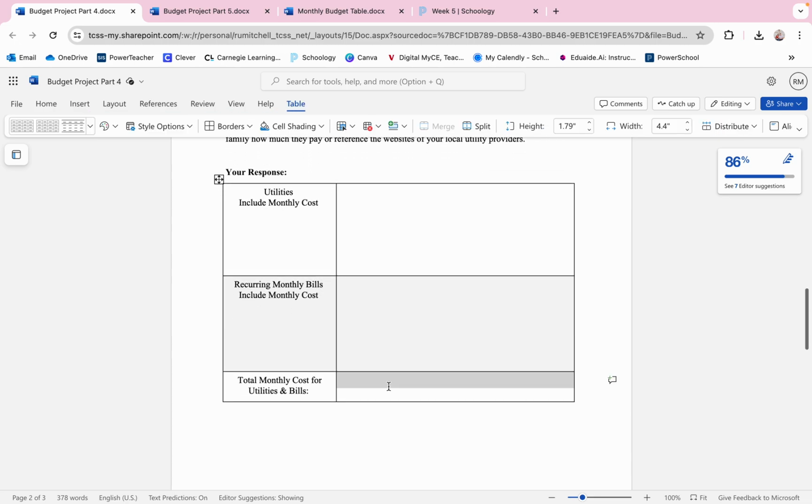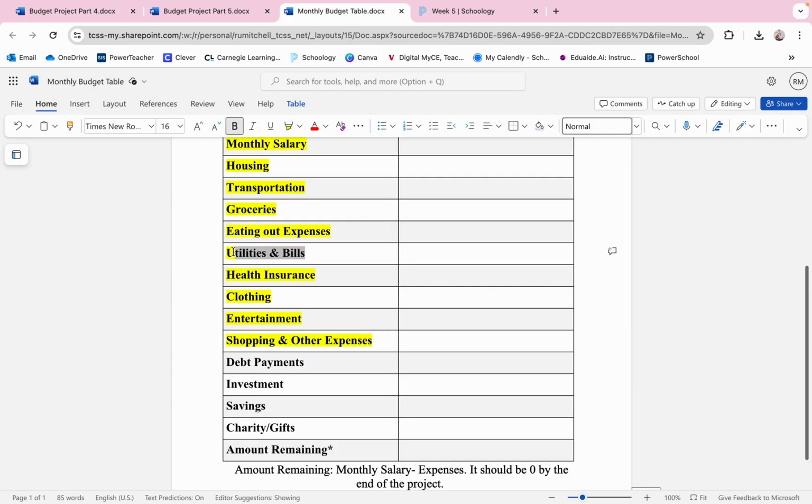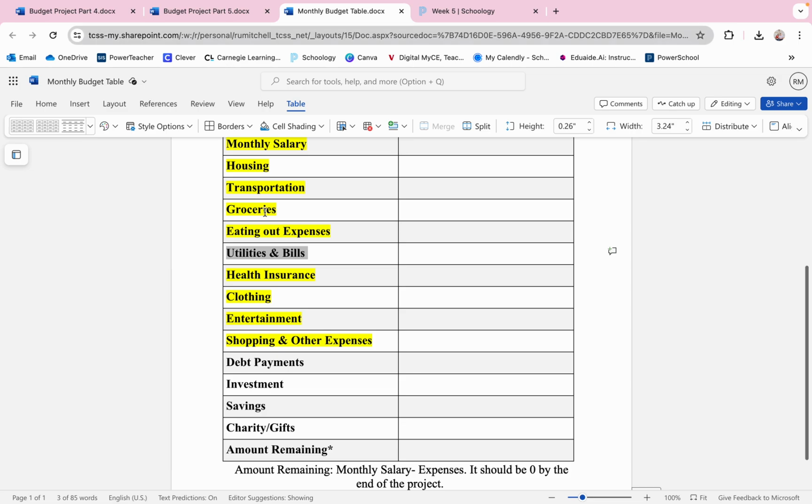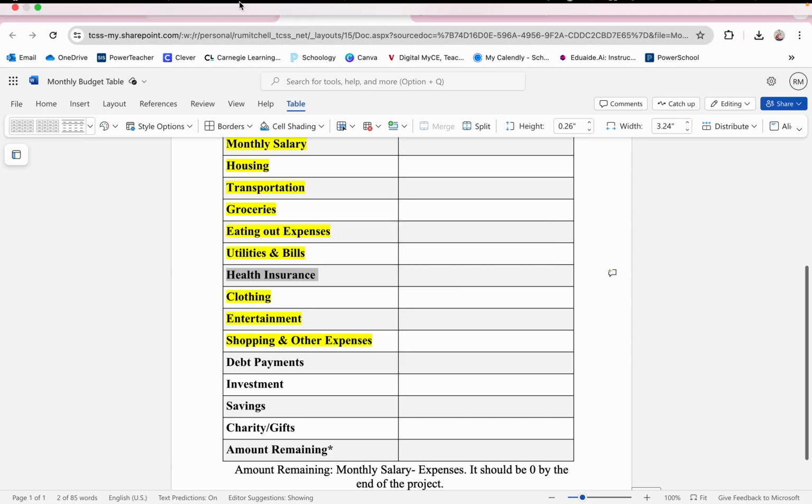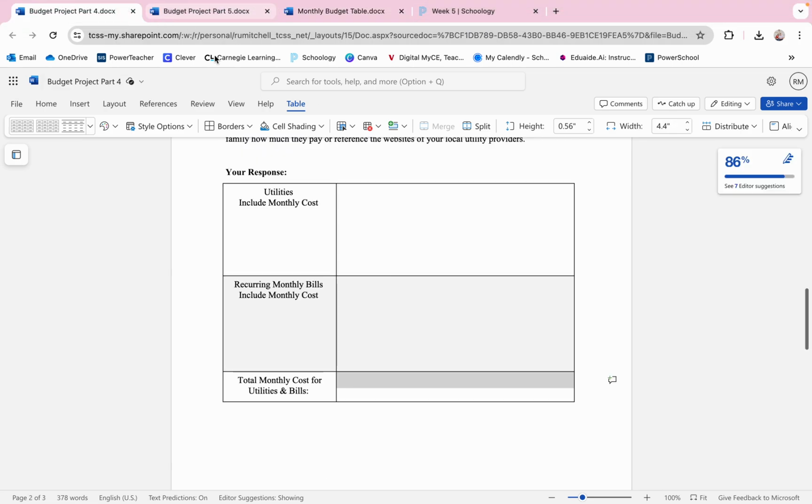Then you're going to add those two things together, and that will go in your utilities and bills column in your table. And then you'll add your health insurance in that monthly budget table as well. All right, so that's all for part 4.